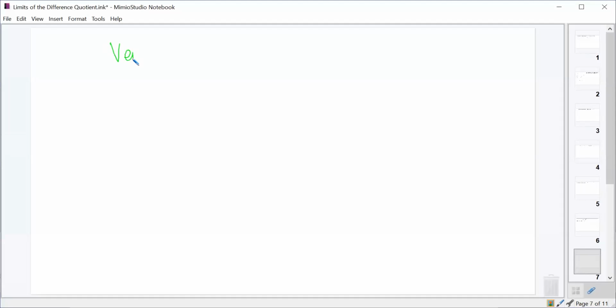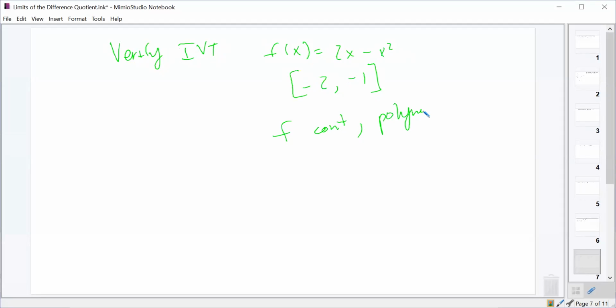We were verifying the theorem when the function was f of x equals 2x minus x squared for the interval of -2 to -1. So the first thing you would do is say that it was continuous. F is continuous because it's a polynomial. And the second thing you would do is find f of -2 and f of -1.